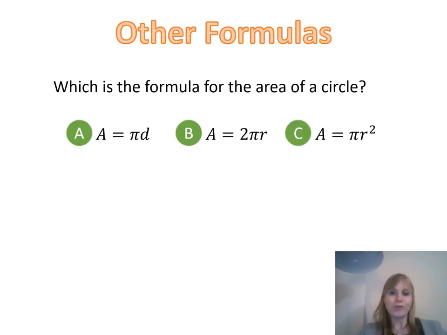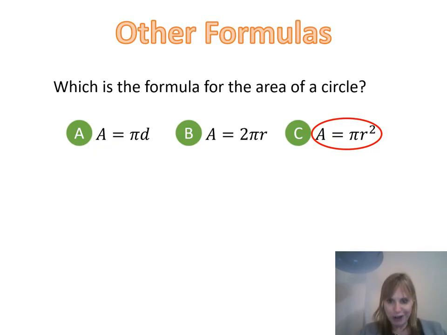Okay, so there's one other formula we need to look at, and that's the formula for an area of a circle. And some people get confused because area of a circle and circumference of a circle are quite similar in formulae. So A says the area is pi times diameter. Well, that's not correct because that would be the circumference. B is 2 pi times the radius. Well, actually, that's the same as multiplying by the diameter because 2 radii equals the diameter, so it's not that one. The correct answer would be C.